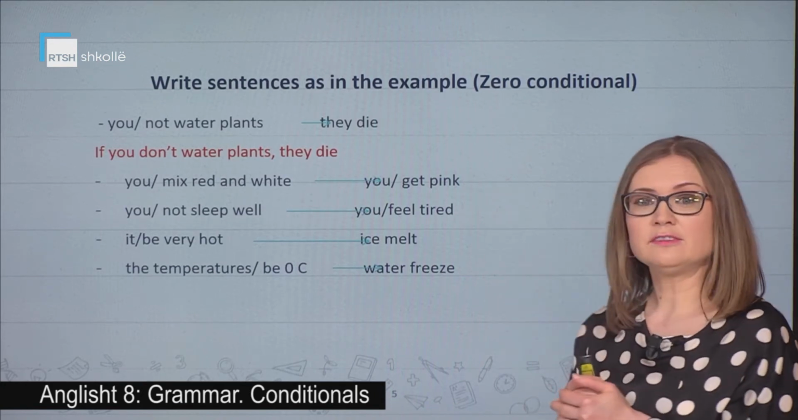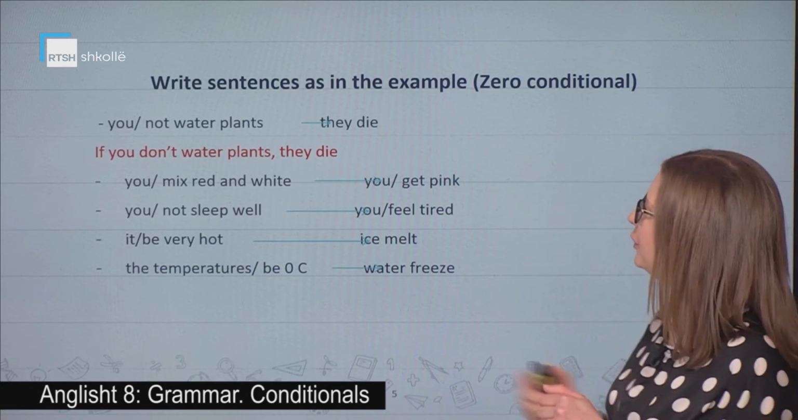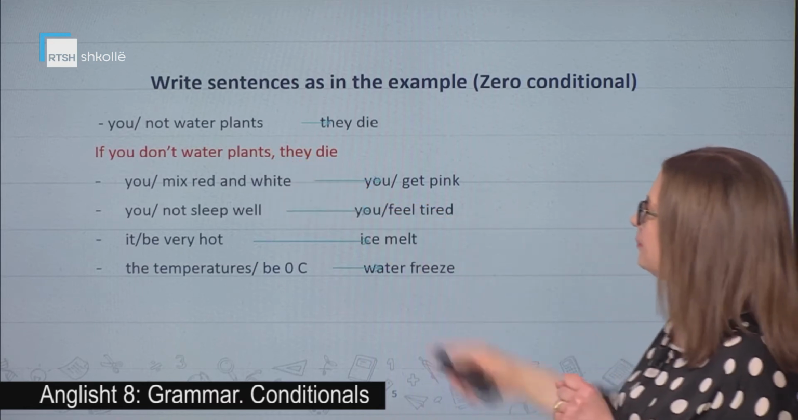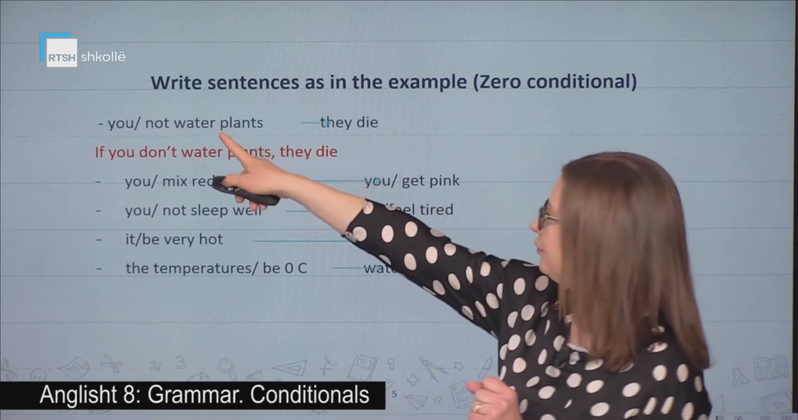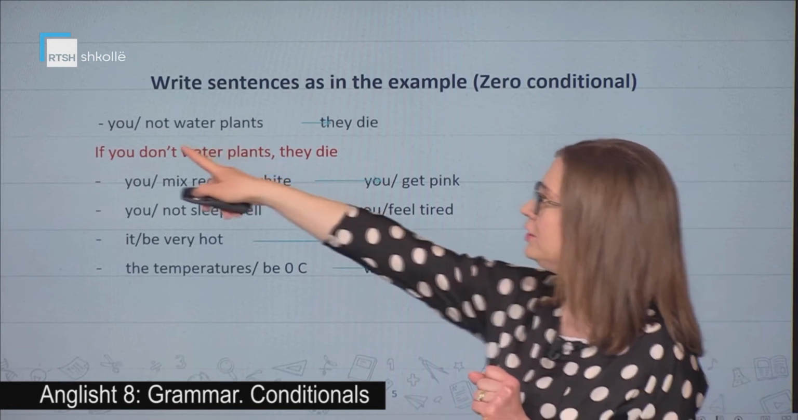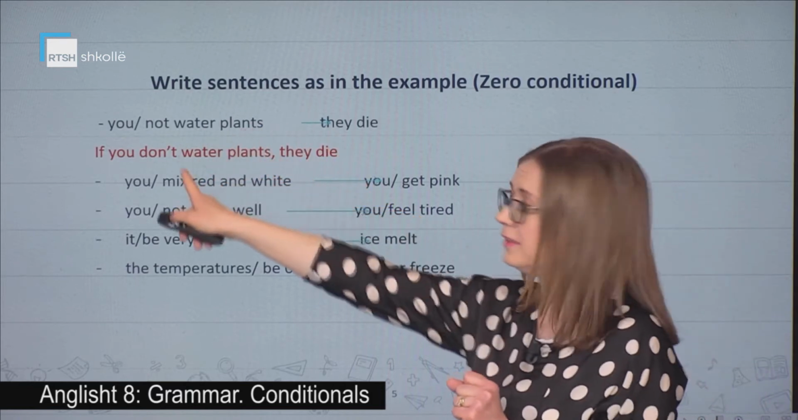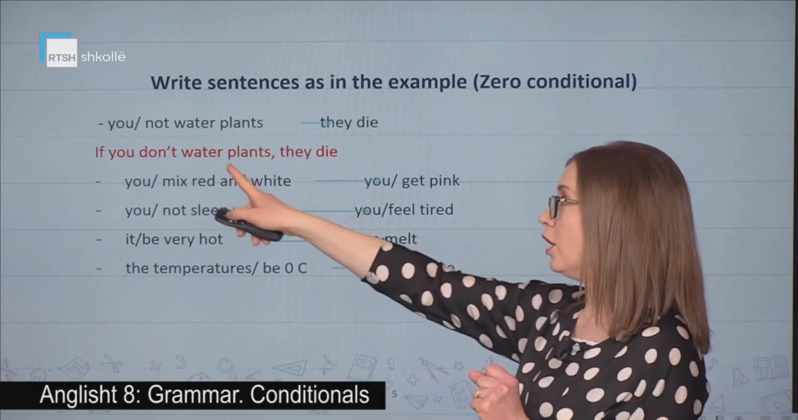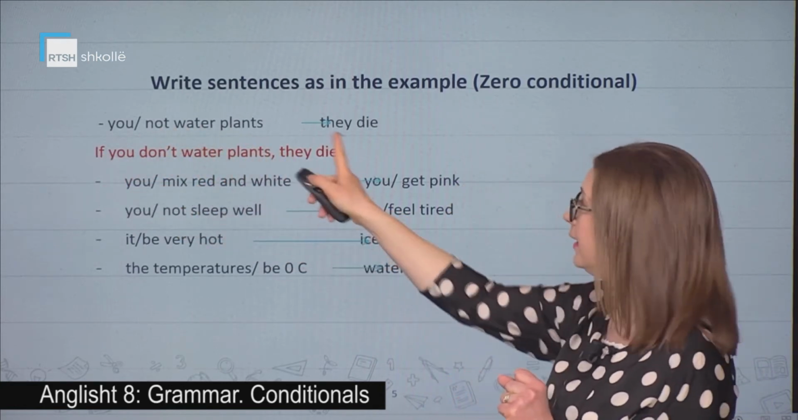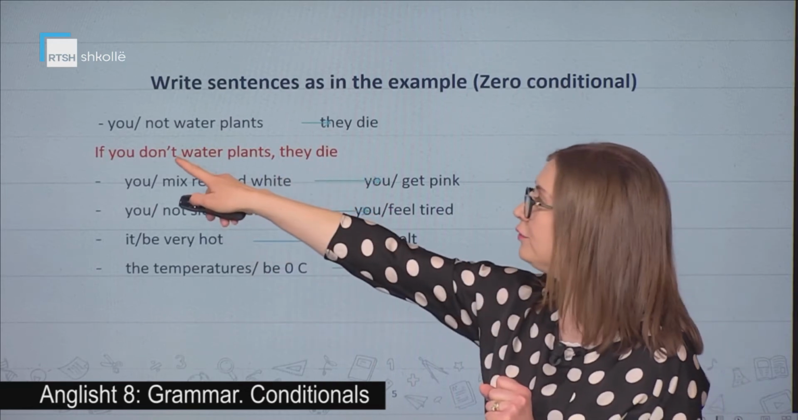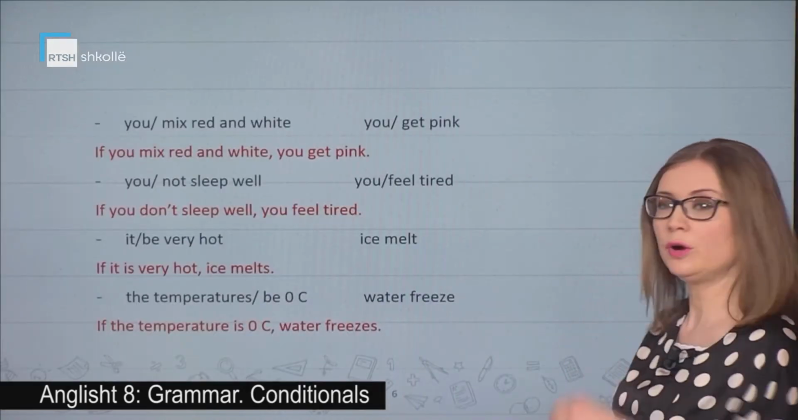So, the first exercise is related to the zero conditional. The first one is: if you don't water plants, they die. We have the words given here: you not water plants, they die. So, the first sentence that we form is: if you don't water plants, they die. So, we have the if part of the clause and the main clause, and we have present simple and present simple. Let's go on with the next one.